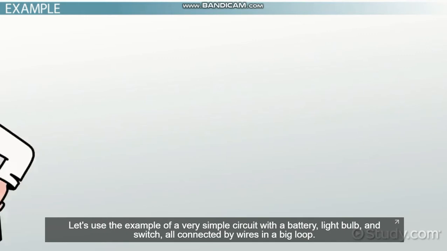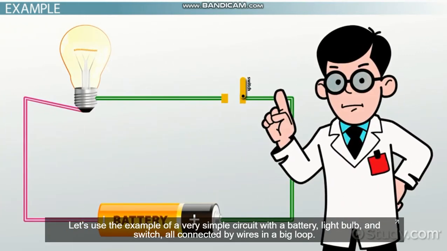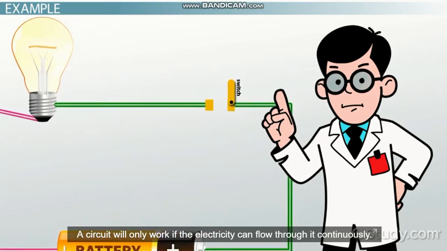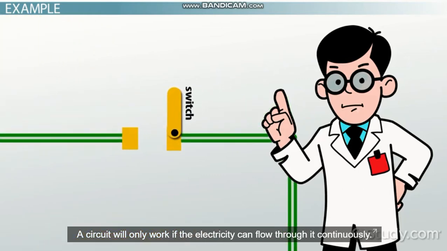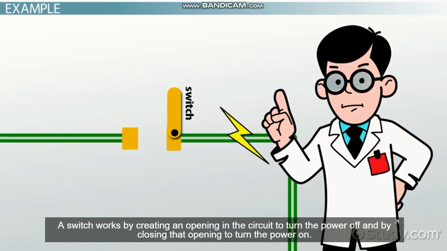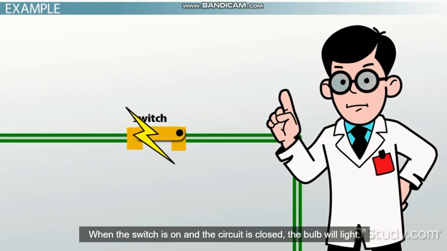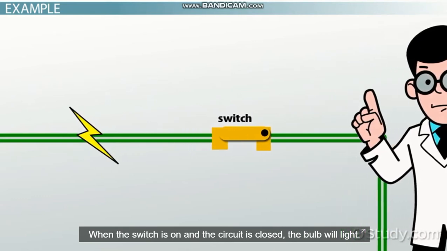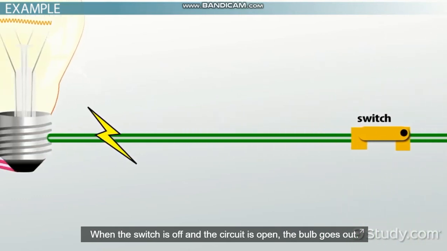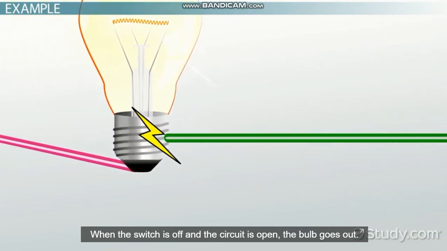Let's use the example of a very simple circuit with a battery, light bulb, and switch, all connected by wires in a big loop. A circuit will only work if the electricity can flow through it continuously. A switch works by creating an opening in the circuit to turn the power off, and by closing that opening to turn the power on. When the switch is on and the circuit is closed, the bulb will light. When the switch is off and the circuit is open, the bulb goes out.